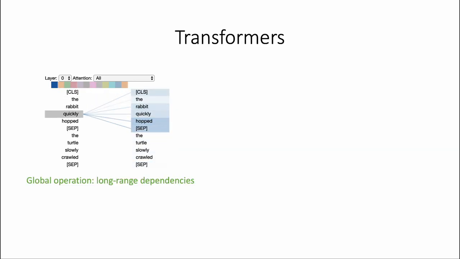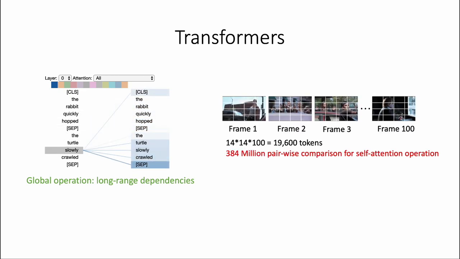Unlike CNNs, transformers are very effective at capturing long-range global properties. However, the transformer model has a quadratic cost associated with the self-attention operation. Therefore, applying transformers for long-range videos is too costly. For example, if we have a video of 100 frames and we divide each frame into 14 by 14 patches, applying a standard self-attention layer would require 384 million pairwise comparisons, which is computationally too costly even for modern GPU machines.